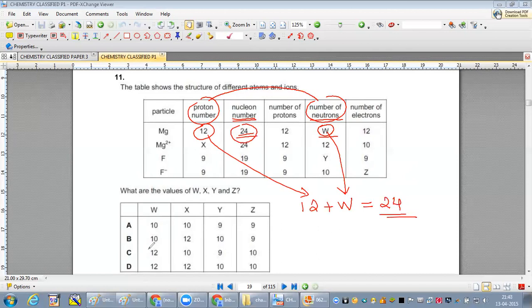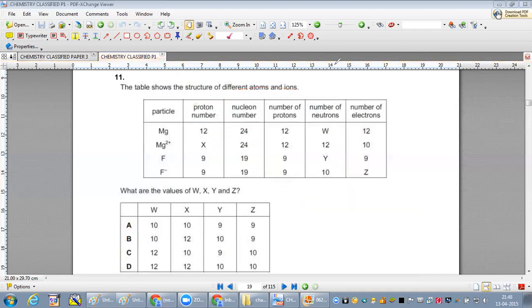Now again over here, there are C and D. There are two options. So I straight away have to reject A and B. We'll search for other numbers. Now see where X is. X is over here. That is the number of protons.